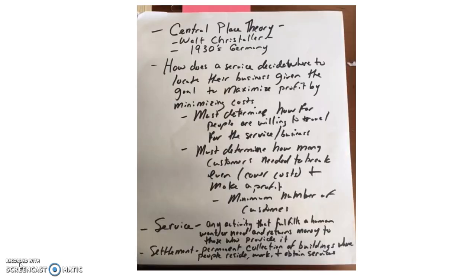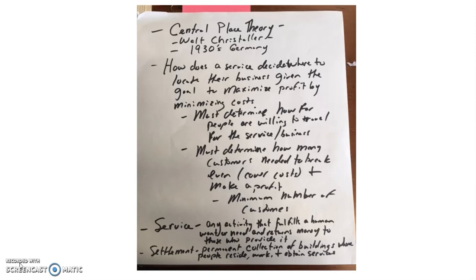So we're talking about central place theory. This is Walter Christaller. He was in the 1930s in Germany, and he created this theory to explain the distribution of services. So again, von Thunen explained the location of agriculture practices. Weber explained the location of manufacturing and industry. So here we are with Christaller's explanation of the tertiary sector.